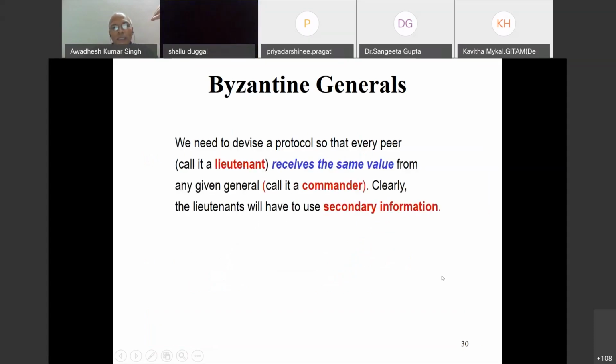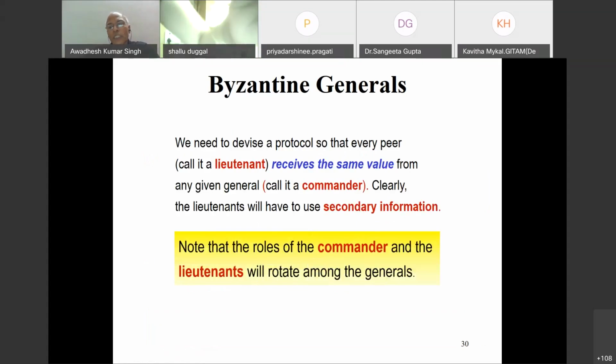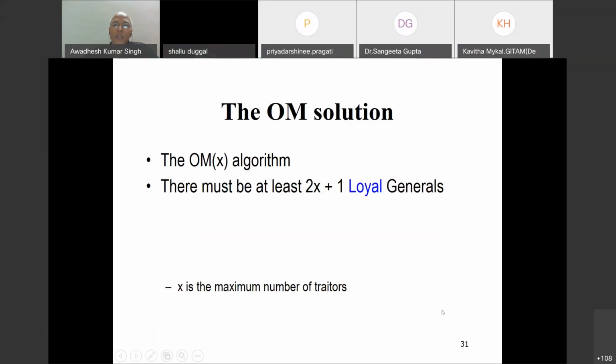So for this purpose, now the information which is available with every journal, or decision of every journal, needs to be shared. So how do we do it? We do it by OM. OM is called the oral message algorithm, meaning the messages can be forged here, oral message.